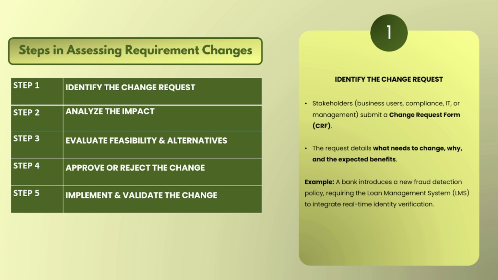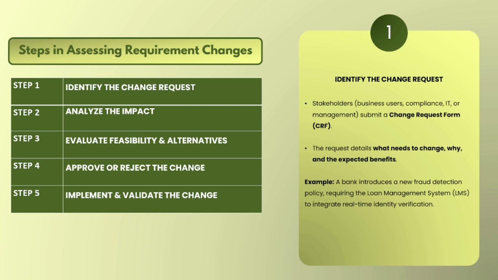Let's take an example of this. A bank introduces a new fraud detection policy requiring the loan management system to integrate real-time identity verification. So any fraudulent customer can be detected in real time by the loan management system. Now this change request is a requirement which was not in the initial requirement gathering. Now it comes and says that we want this, and they provided the reason behind that. So we have first identified the request.